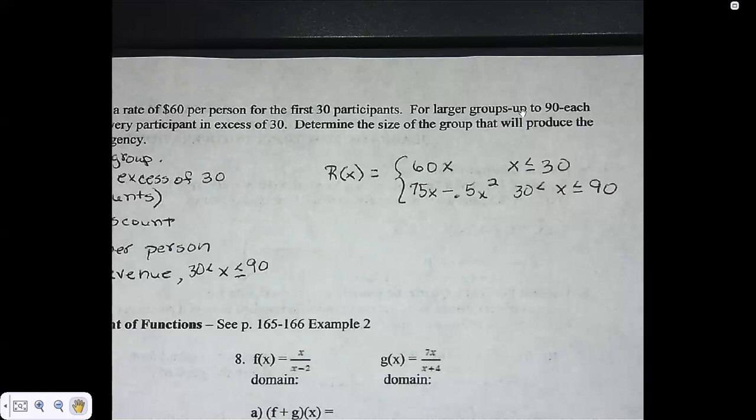Now I can find the maximum profit. If 30 people go, that'll just be $1,800. But if more than 30 go, this is a concave down parabola, and what will be the maximum of that parabola? The y-coordinate of the vertex. So whichever is bigger, the y-coordinate of the vertex or $1,800, that's how many people you want to take. I can take up to 90. The group's not going to run greater than 90. I can't even get that many people on the bus.